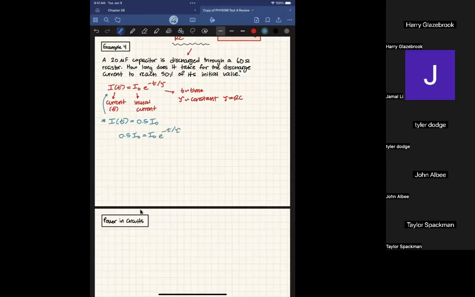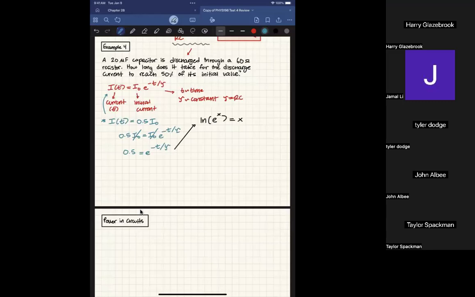All right. So the next step here, I see that the I naught on both sides is going to cancel. And so I can take those out. And we have 0.5 equals e to the negative t over tau. Cool. From here, you might remember when you work with exponentials, how to simplify them. If you take the natural log of e to the x, then it just equals x.